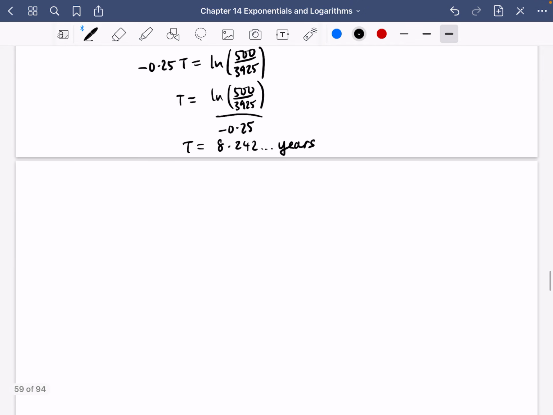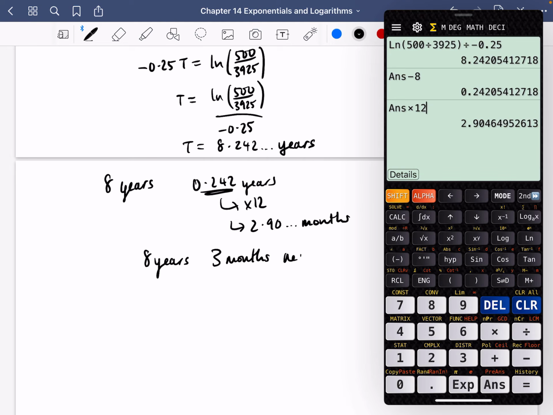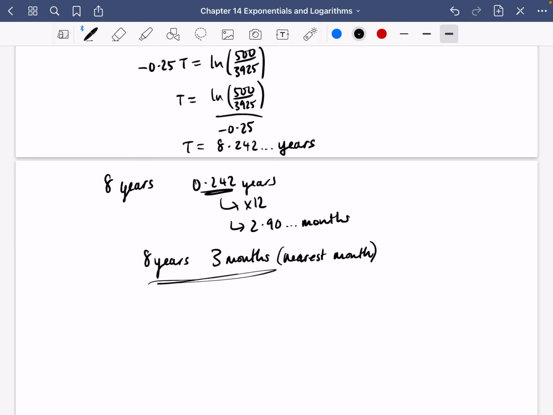Let's now keep going. So we need that in years and months. So it's clearly going to be 8 years, and we've got 0.242 years as the second bit. So if I want to convert this to months, multiply it by 12. So let's take the 8 off, and let's multiply it by 12. So it's 2.90 months. So it is going to be 8 years and 3 months. And that's to the nearest month. 8 years and 3 months.